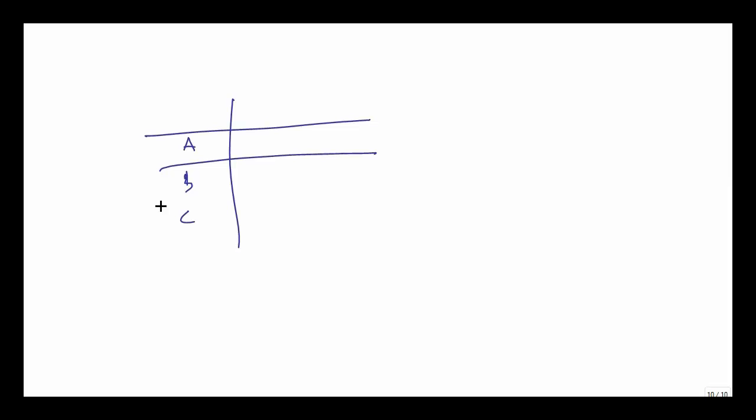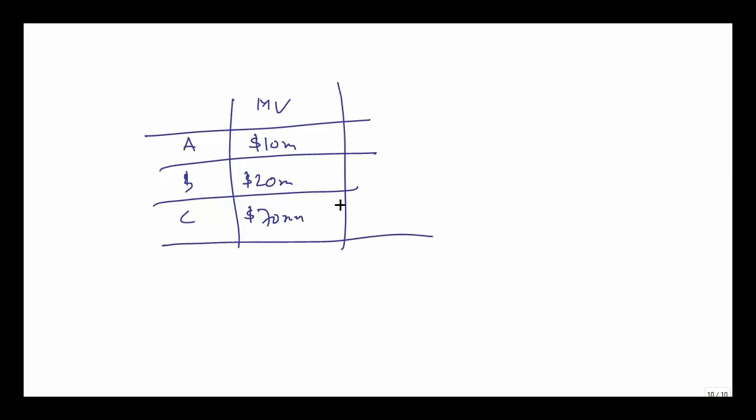Just taking an example, let's say you have 3 bonds in the portfolio, and the market value of the first bond is 10 million, the second is 20 million, and this is 70 million. So these are the market values. The duration of the first bond is 10, the second is 8, and this is 7. So what will be the portfolio duration?